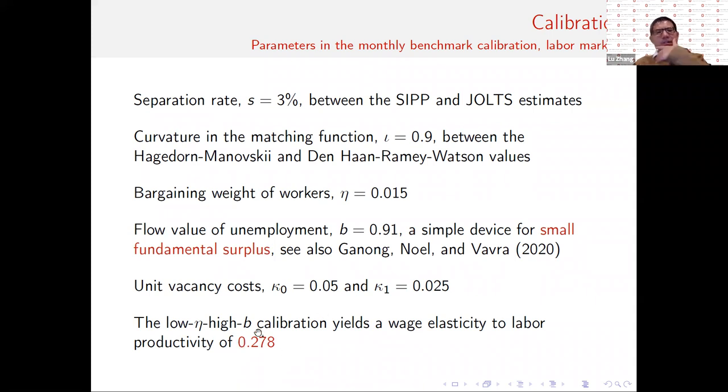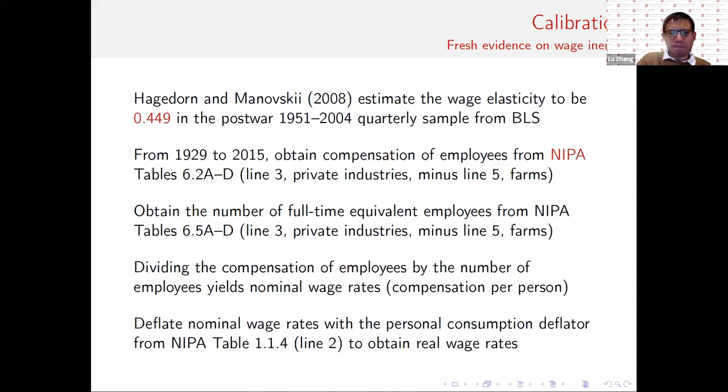As noted, with the low workers' bargaining weight, you generate wage inertia, and in the model it is 0.28, and our empirical estimate in the historical data series that we compiled for this paper is 0.27. Let me go through the details. Hagedorn and Manovskii estimated wage elasticity to be 0.45 in the post-war US sample. And we drew elements from Gordon's 2016 book on the rise and fall of American growth, on economic history. This is how we draw our data together.